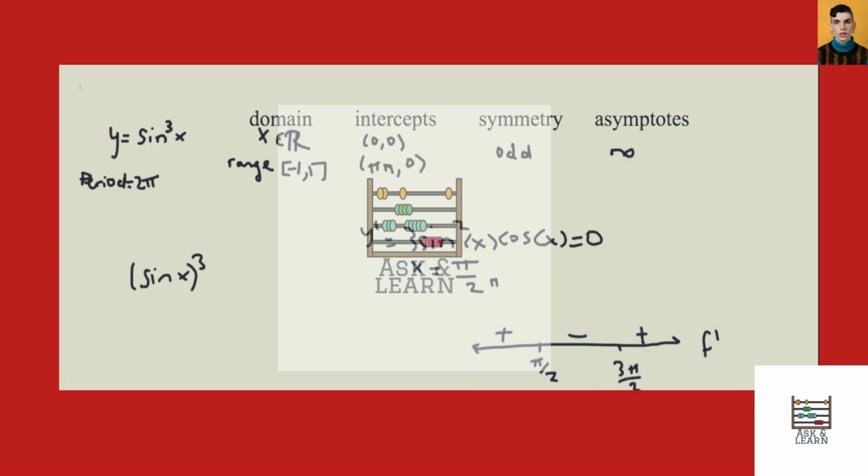Oh wait, first let's identify that this is, because it's positive, so it's increasing, and then it's decreasing here, so this is a local max. And this is a local min because it's decreasing and then increasing. So that's it for the first derivative test. It's going to be useful for later.